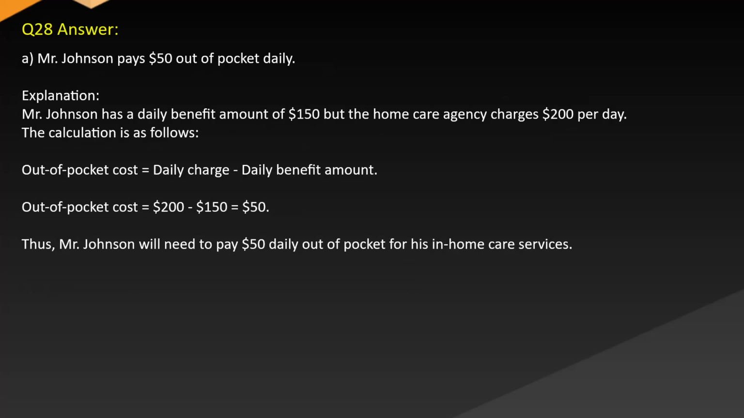Answer A. Mr. Johnson pays $50 out of pocket daily. Explanation. Mr. Johnson has a daily benefit amount of $150, but the home care agency charges $200 per day. The calculation is as follows. Out-of-pocket cost equals daily charge minus daily benefit amount. Out-of-pocket cost equals $200 minus $150 equals $50. Thus, Mr. Johnson will need to pay $50 daily out of pocket for his in-home care services.